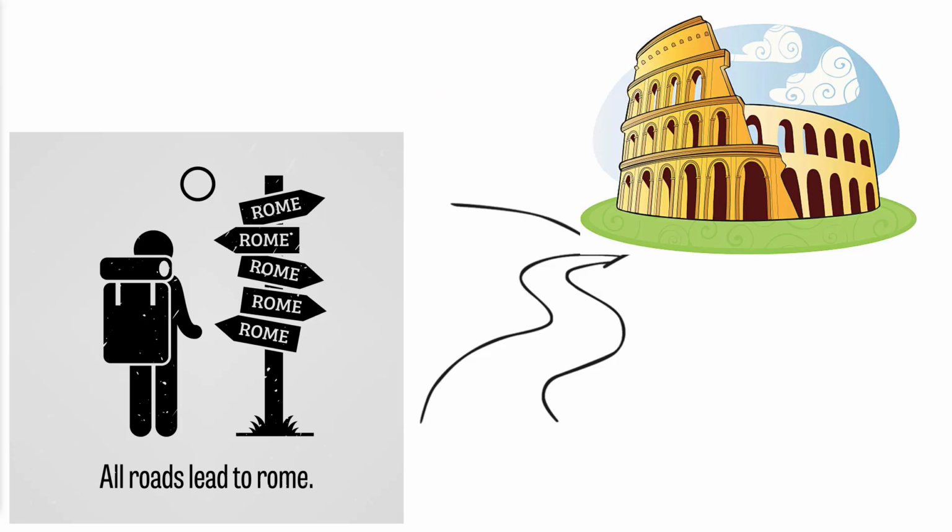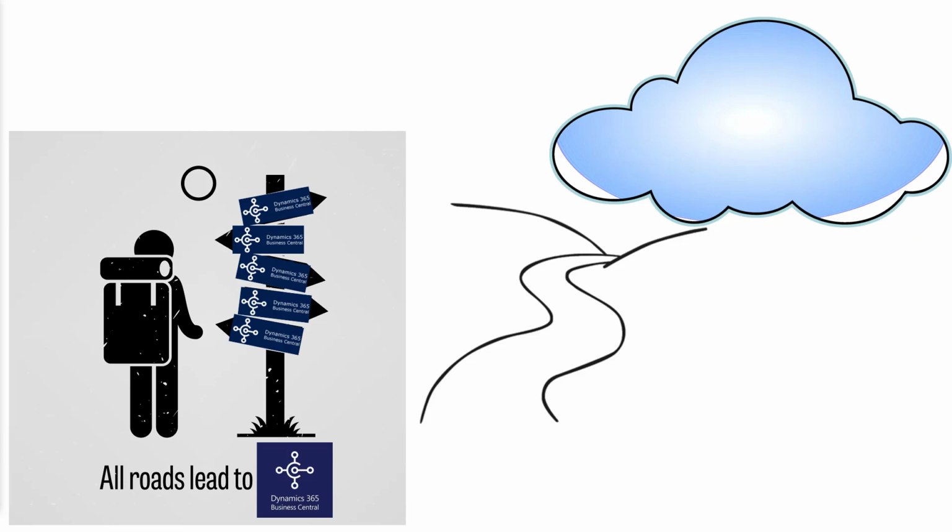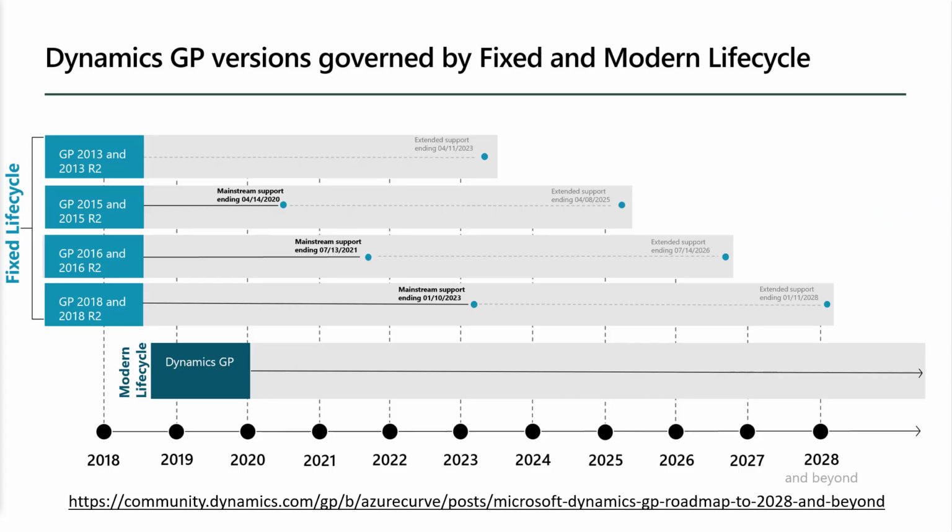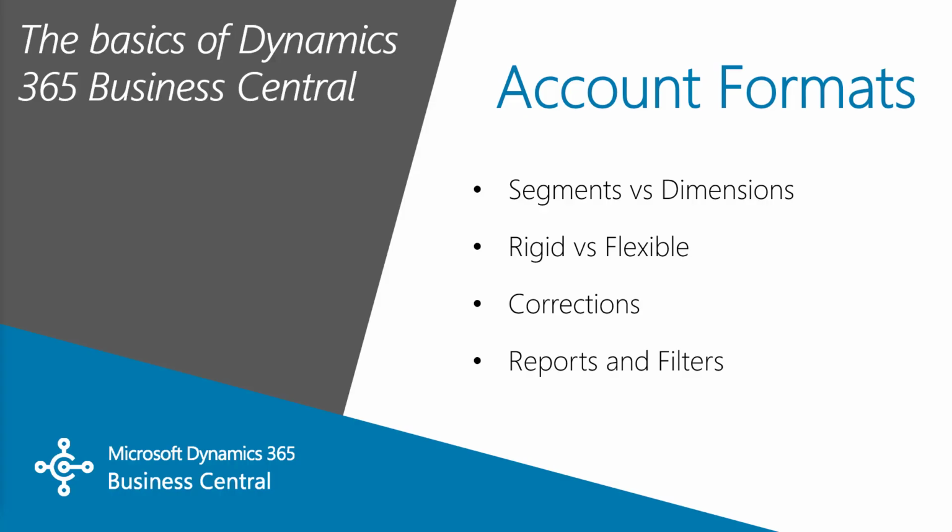Let's get started. As the old saying goes, all roads lead to Rome, and it was true. Rome was the center of the world, and your path to success would lead you to Rome. Today, the path that everyone wants to follow is to the cloud, and that road leads to Business Central and the Microsoft Cloud. Side note, Dynamics GP is not going away, full stop. Check the link for more details. In this video, we'll look at how GP's account format compares to Business Central's.